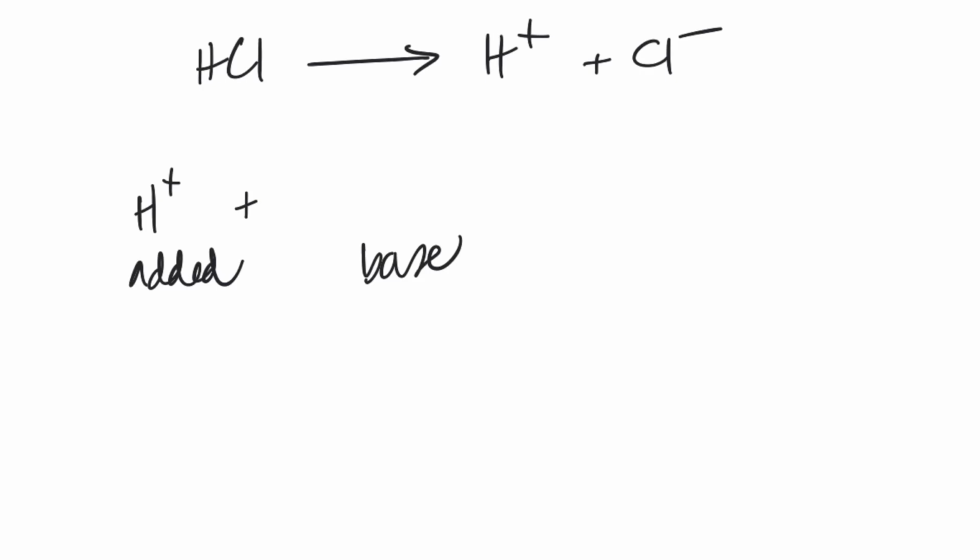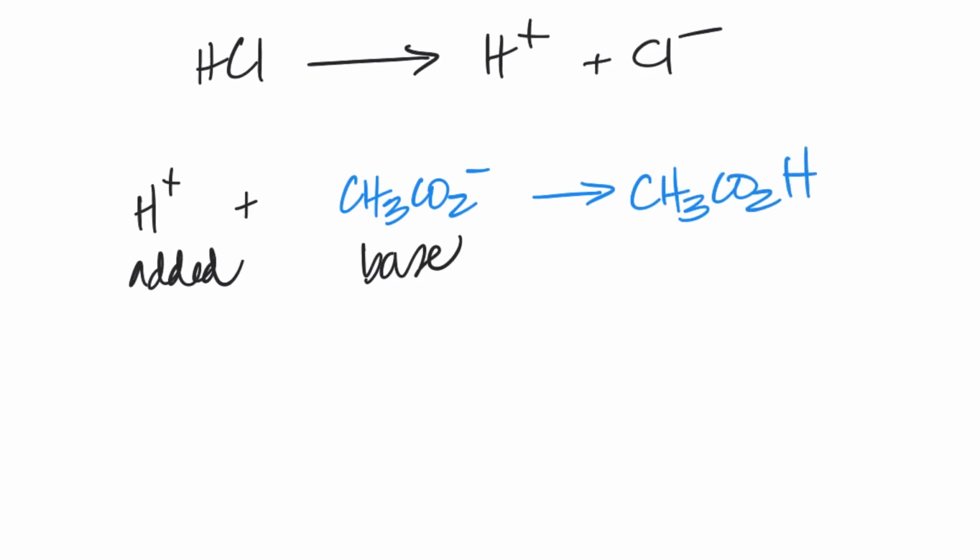The base in this case was CH3CO2 minus to make the acid. That's how the base reacts. It becomes a proton acceptor. The only problem in this scenario is that I don't have enough of this because this was very low in concentration.